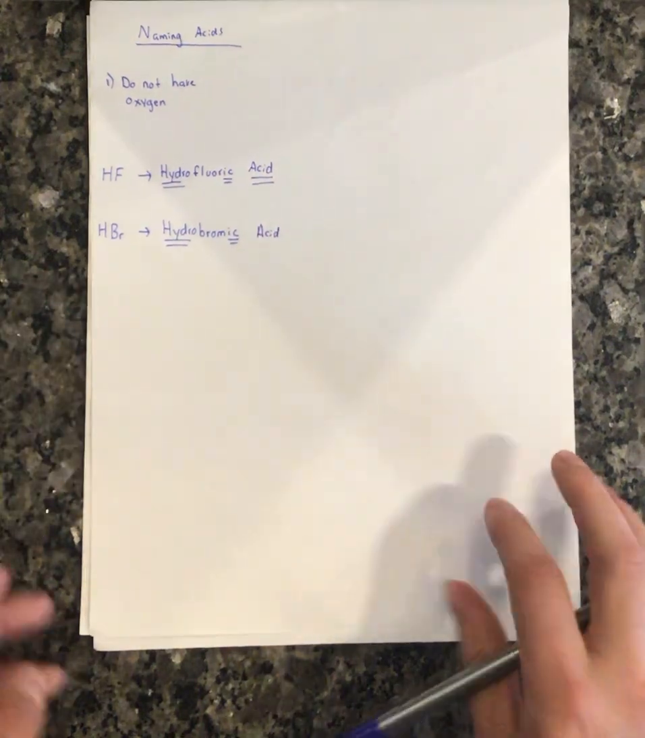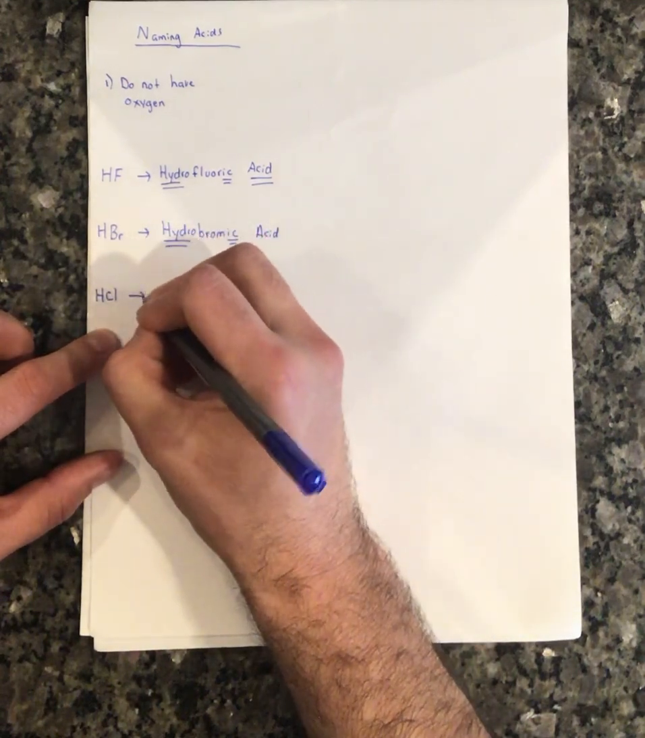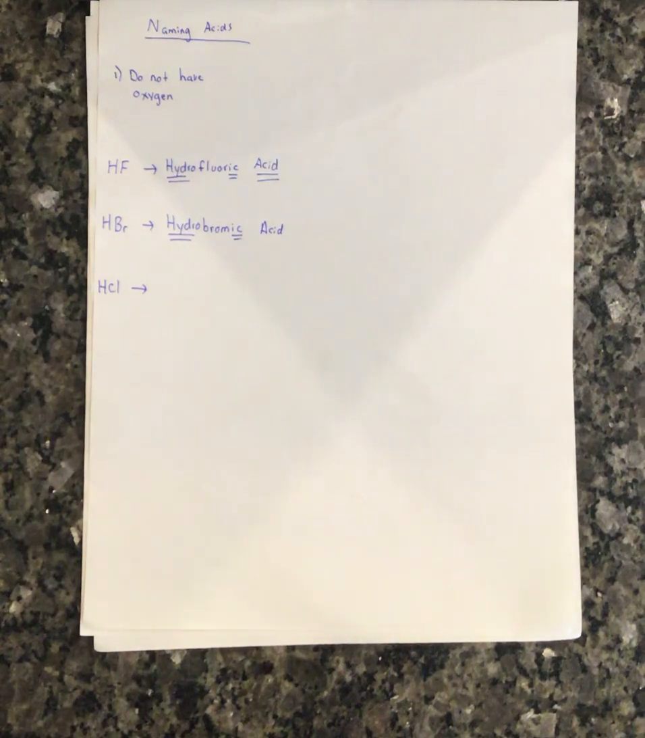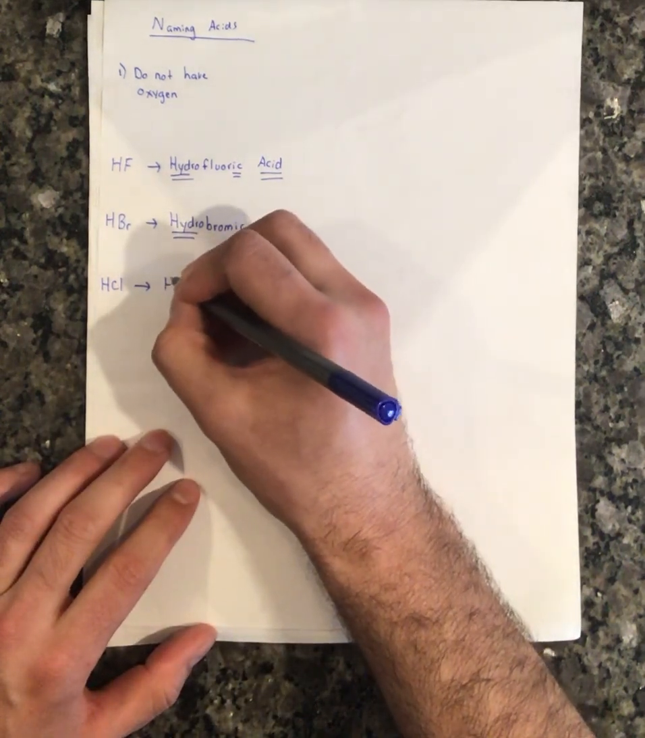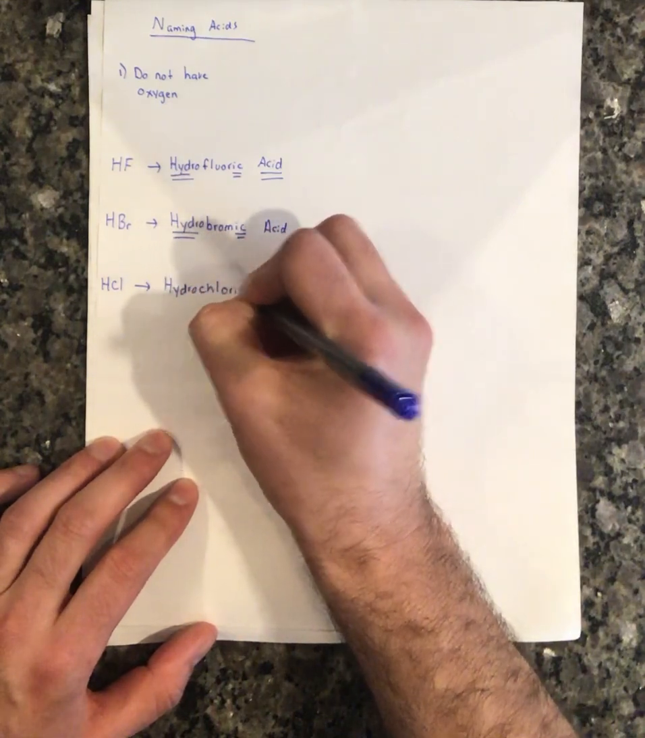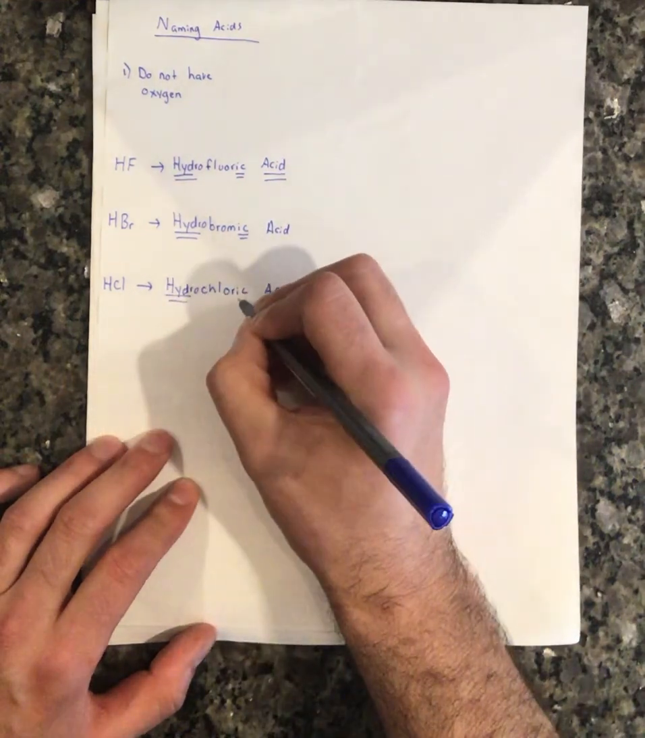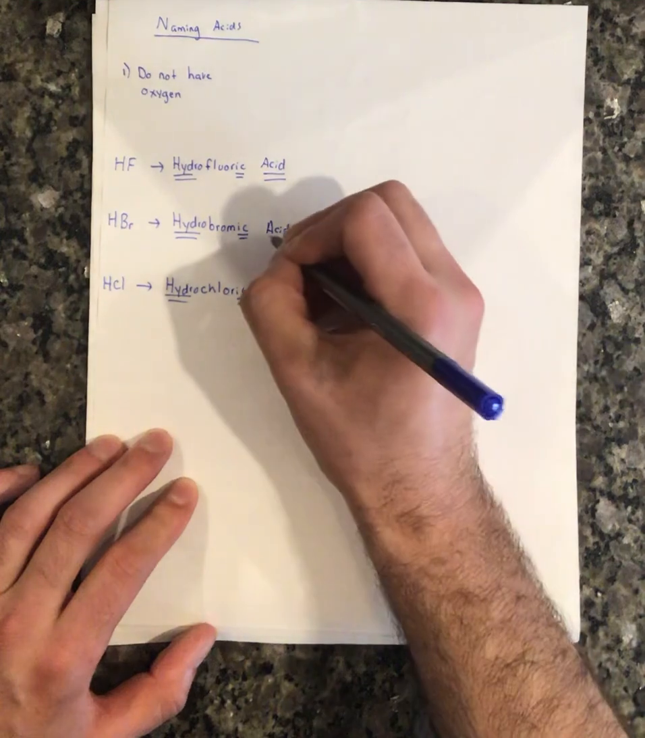Let's try one more. If I had HCl. At this point, what I want you to do is pause this video and see if you can come up with this name. Try it, and when you're ready, click resume and see if you got it right. So for this one, you should have had hydrochloric acid. Once again, it starts with hydro, it has the ic, and it ends with acid.